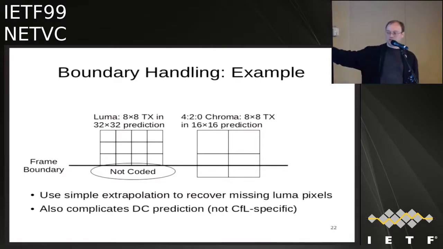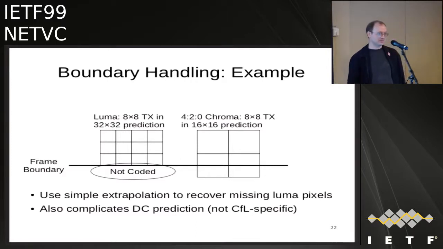By the way, boundary handling also complicates DC prediction quite a bit when your neighbor's block sizes don't match up with your own block sizes. But that complication is, again, not CFL specific. I just thought I would point it out.